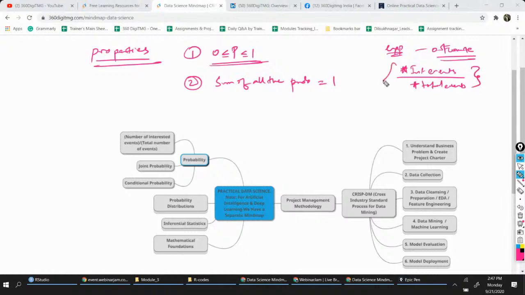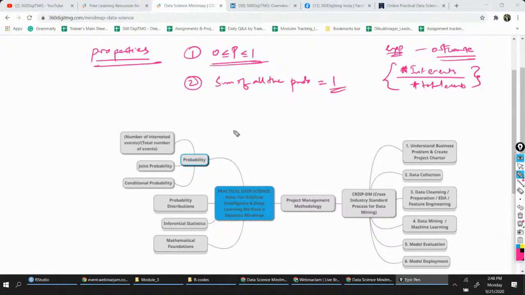Right? Desired chances by total chances. So when you add all those interested events, it will be nothing but the total number of events, right? So the summation of all the probabilities will give you the result 1. Very, very important properties, and these are something that you should not forget even after your death. Right? Very important.